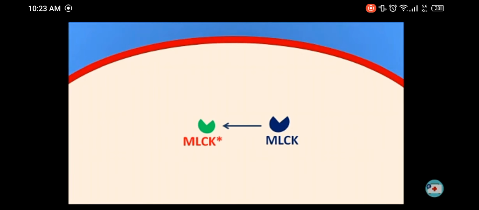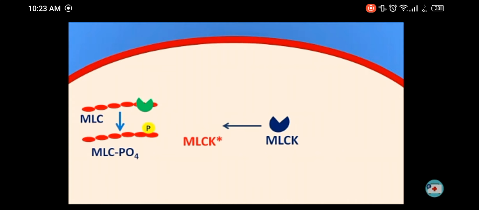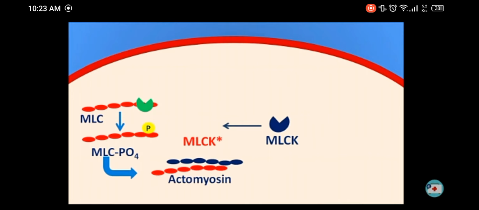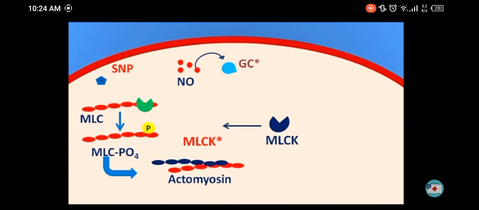We have the myosin light chain kinase enzyme, which is converted into its active form, which reacts on myosin light chain and forms phosphorylated myosin light chain. They produce phosphorylation on the myosin light chain. In this phosphate form, MLC can bind with actin so that it can produce the actomyosin complex. This produces contraction of vascular smooth muscles.